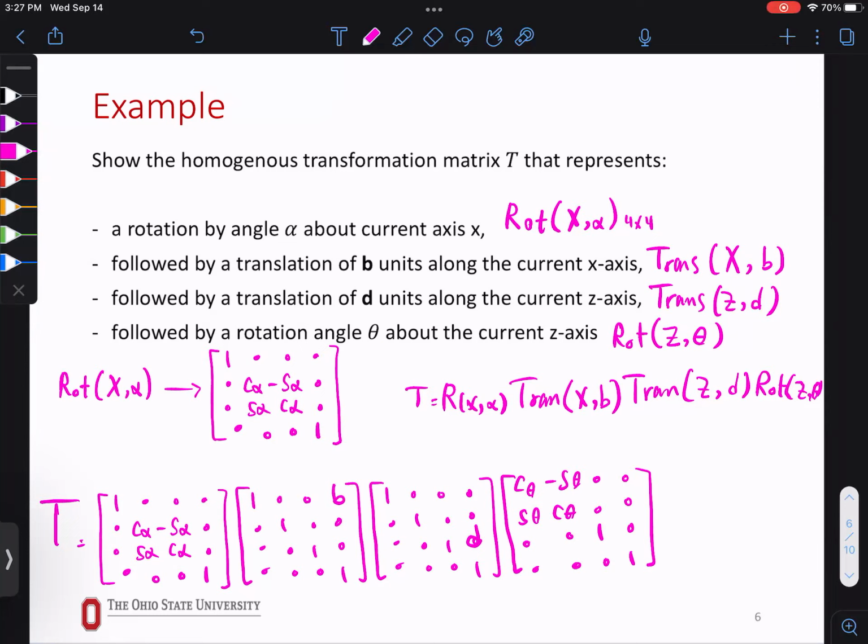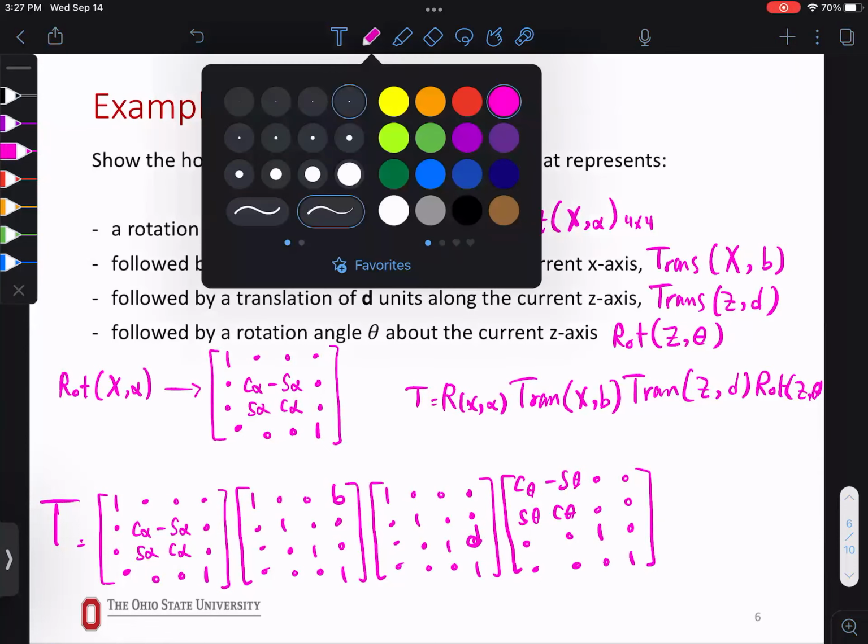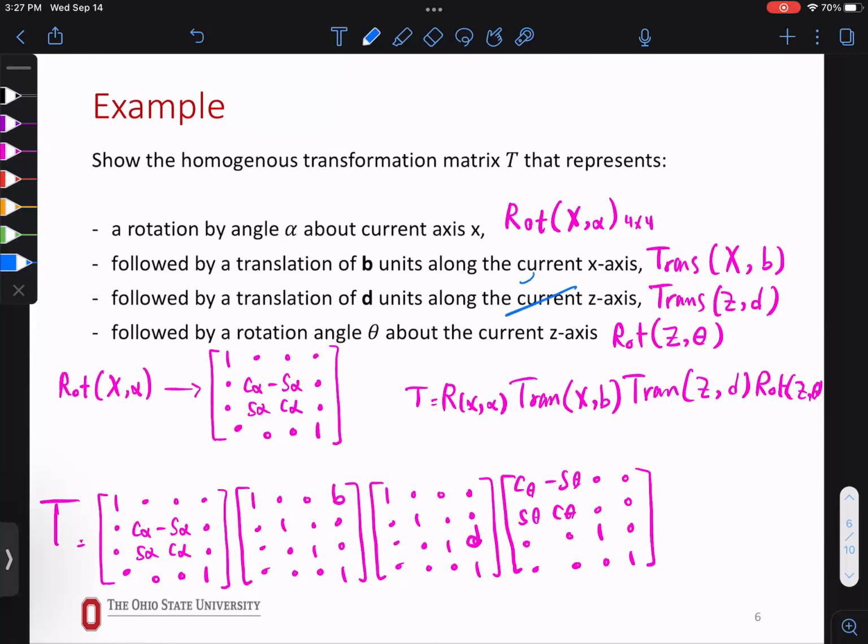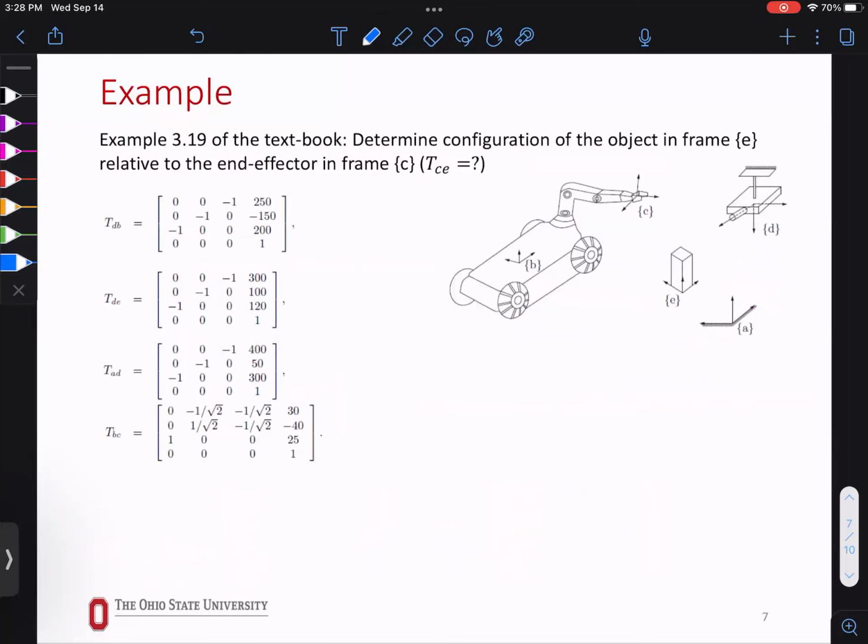All right. Now, if the question was like this one was fixed, what would happen? That one would have been pre-multiplied, correct? So you would get translation Z, D, rotation, translation, rotation for a final solution. And your final answer would be a different transformation matrix than this one. So the placement is important. All right, this is the example I was talking about.